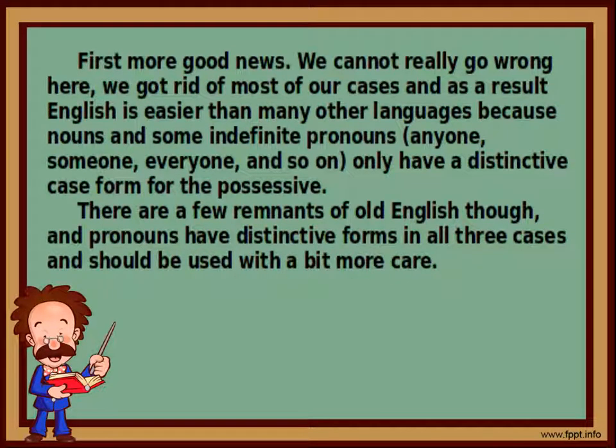First, more good news. We cannot really go wrong here. We have lost most of our cases, and as a result, English is easier than many other languages, because nouns, indefinite pronouns like anyone, someone, everyone, and so on, only have a distinctive case for the possessive. There are a few remnants of old English though. The pronouns have distinctive forms in all 3 cases, so they should be used with a bit more care.